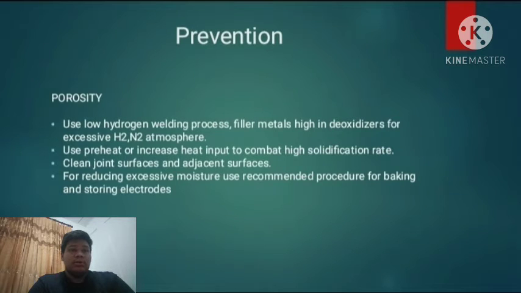Prevention. Porosity. Use low hydrogen welding process. Use filler metals high in deoxidizers to counter excessive hydrogen, gas or nitrogen from the atmosphere. Use preheat or increased heat input to combat high solidification rate. Clean joint surfaces and adjacent surfaces. For reducing excessive moisture, use recommended procedure for baking and storing electrodes.